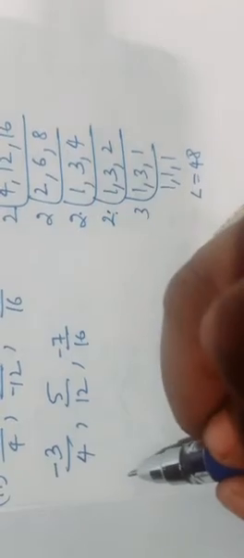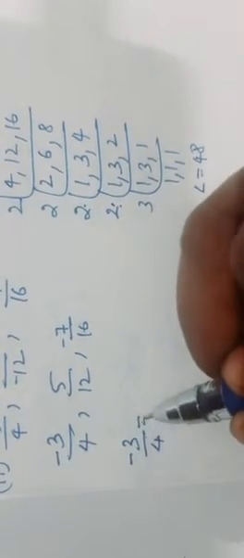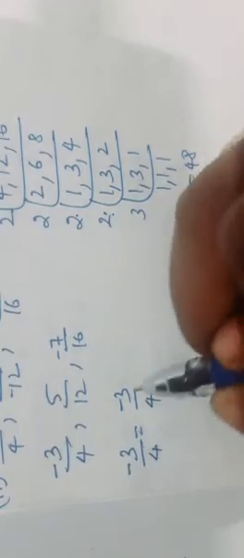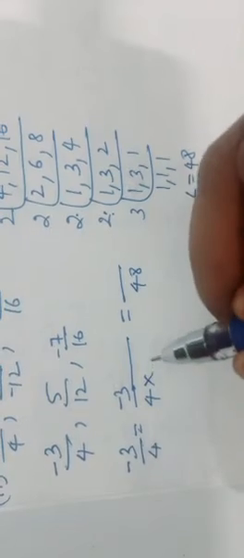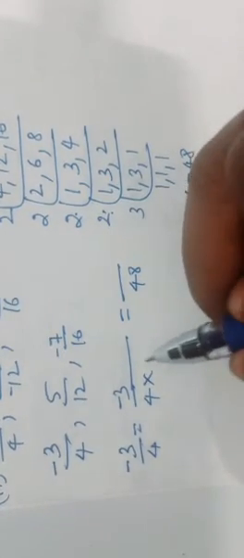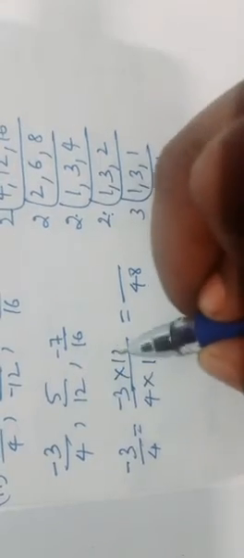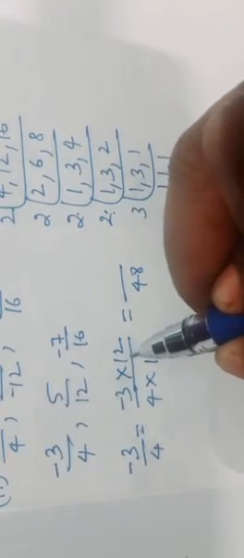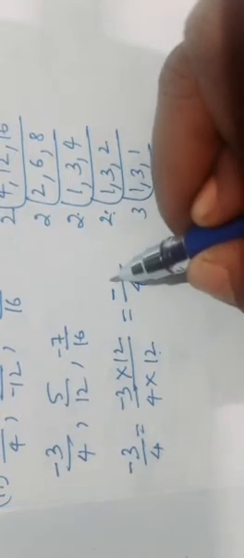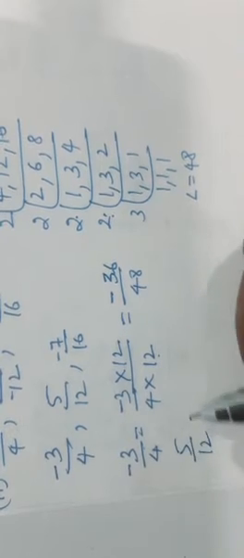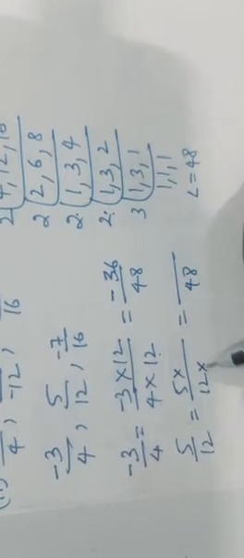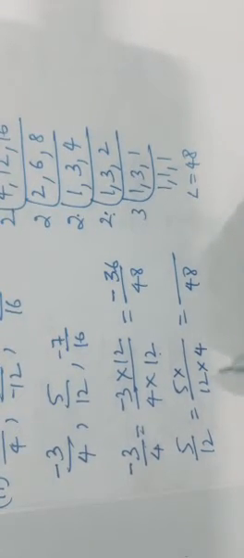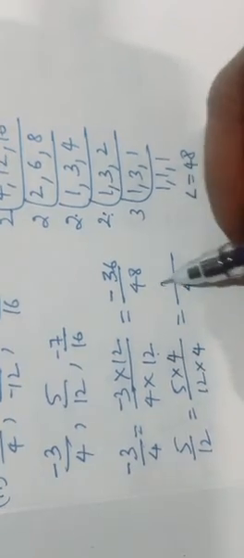Now, let us take the rational number minus 3 by 4, and in the denominator we have to have 48. With what number do you multiply, children, to get 48? 12 4s are 48. Therefore, in the numerator also we multiply with 12. Minus into plus is minus. 12 3s are 36. Then you take the next rational number, children, that is 5 by 12. In the denominator, to get 48, we have to multiply by 4 here. 12 4s are 48. 5 4s are 20.